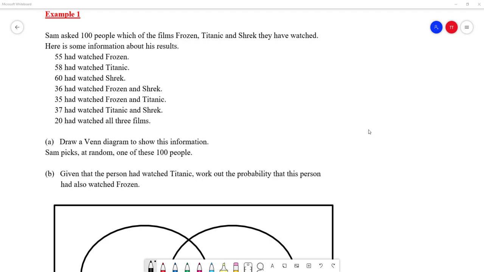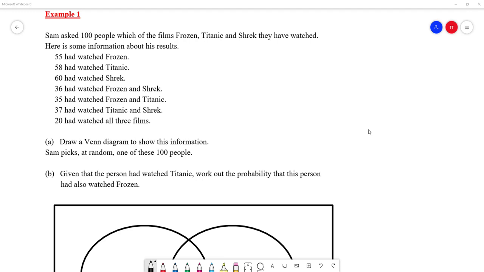55 people had watched Frozen, 58 had watched Titanic, 60 had watched Shrek, 36 had watched Frozen and Shrek, 35 had watched Frozen and Titanic, 37 had watched Titanic and Shrek, 20 had watched all three films. Part A says draw a Venn diagram to show this information.